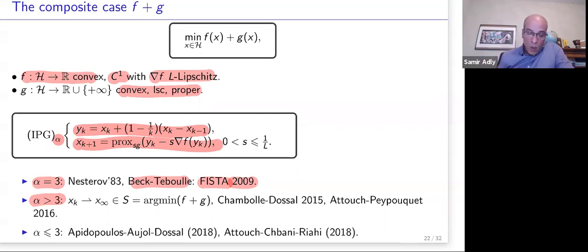Why 3? When alpha is greater than 3, this is what we call over-damping. We can prove, as done by Chambolle and Dossal in 2015 and Attouch and Peypouquet in 2016, that the sequence xk will converge weakly to some point which is a minimum of the sum of the two functions. The under-damping case was also studied recently by Apidopoulos, Aujol, and Dossal, and by Attouch and Cabot, in 2018.